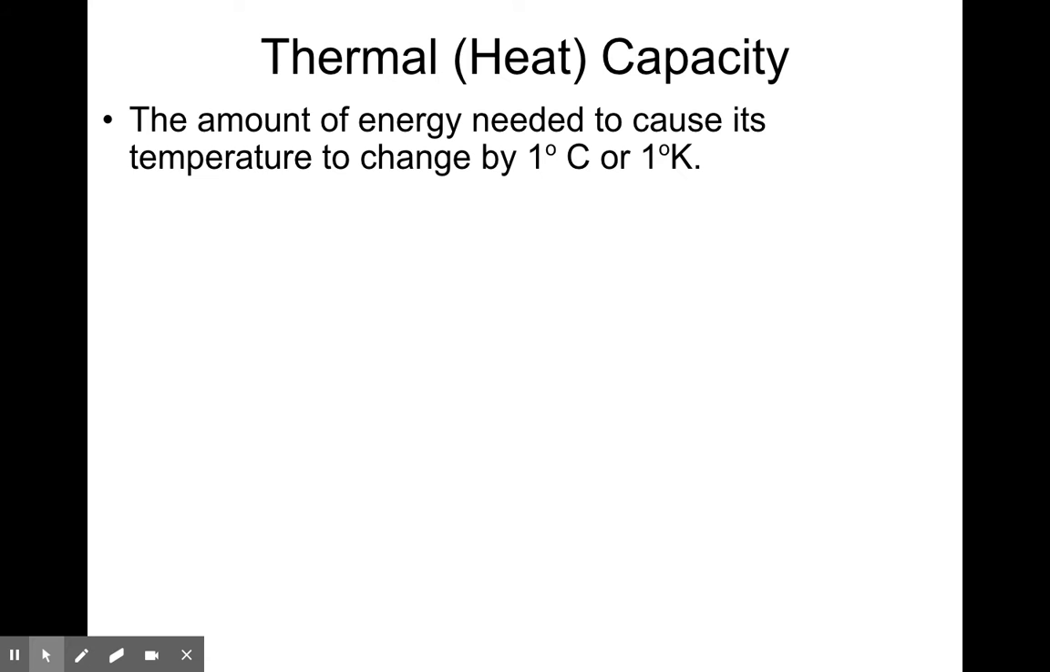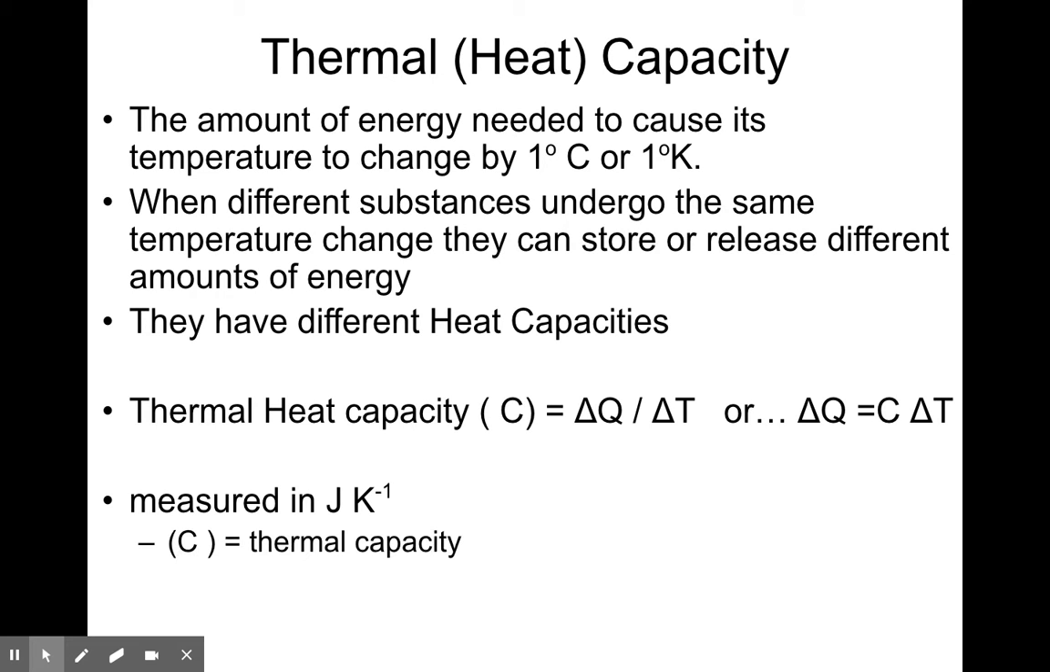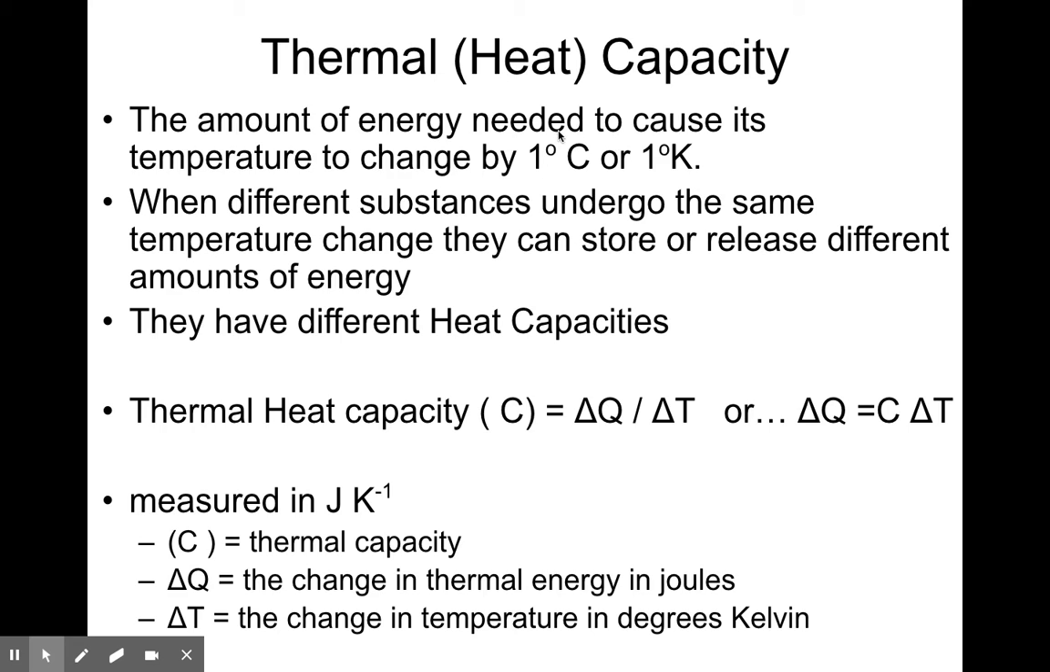So thermal heat capacity. What's important to know is that thermal heat capacity is the amount of energy needed to cause the temperature to change by 1 degree Celsius or 1 degree Kelvin. It's basically how much energy transfer is needed to raise something 1 degree. Different substances have different heat capacities. Your equation for thermal heat capacity is C equals Q divided by ΔT, heat divided by change in temperature equals the thermal heat capacity.